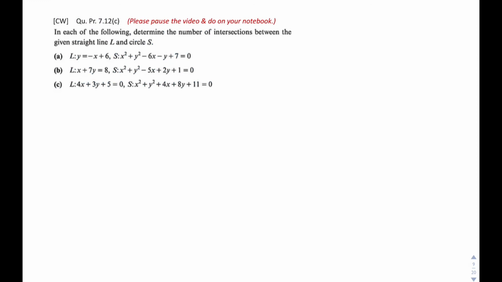Now it is your turn. Please do the classwork practice 7.12. Please at least do one part of this quick practice, say part C. Here, you will find the coefficients of both x and y are not equal to 1, so the steps are more tedious. Do try at least once and pause the video, and the solution will be solved later.